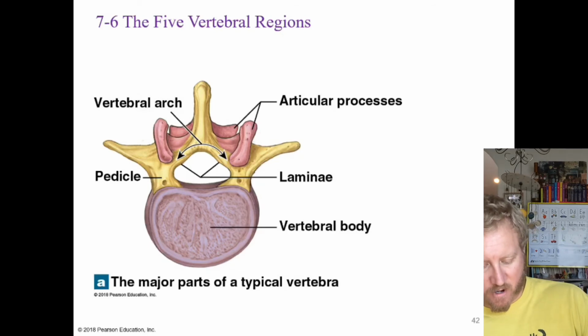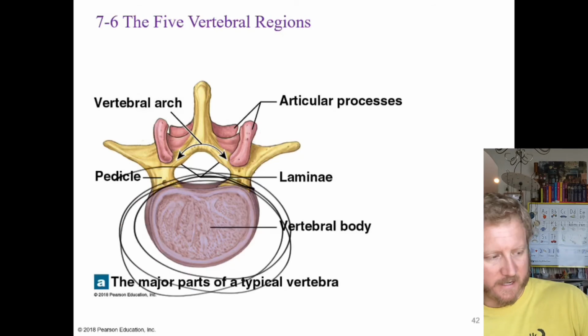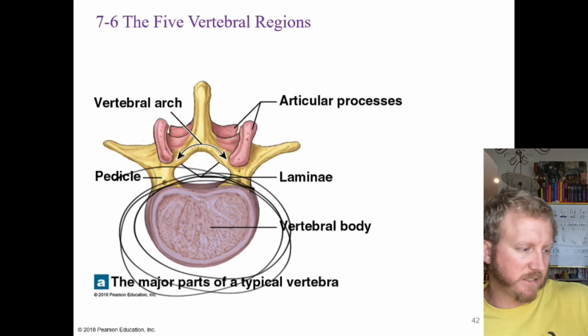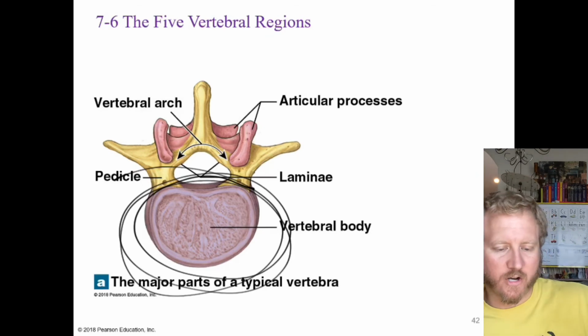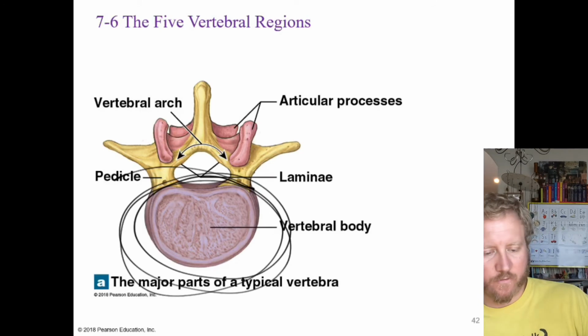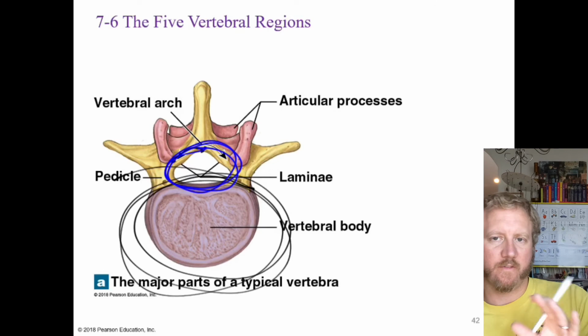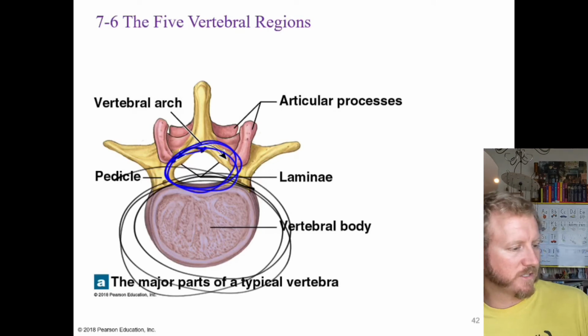The main part is the vertebral body right here, and that's where the weight transfer along the spine takes place. And it forms the anterior margin of the vertebral foramen. The vertebral foramen, which is this hole right here, is where the spinal cord passes through. And I've got another shot to see what that looks like too.